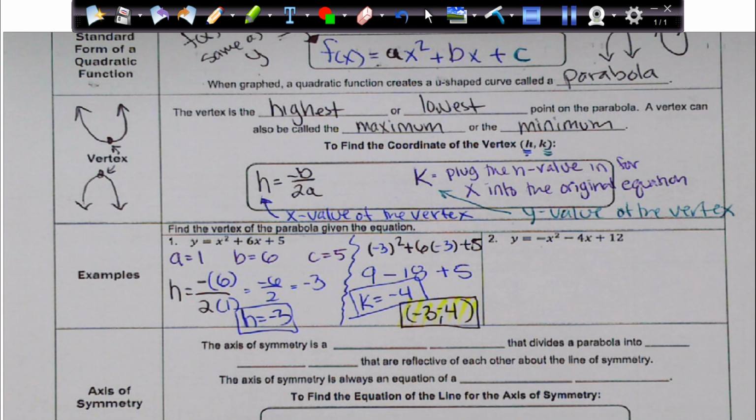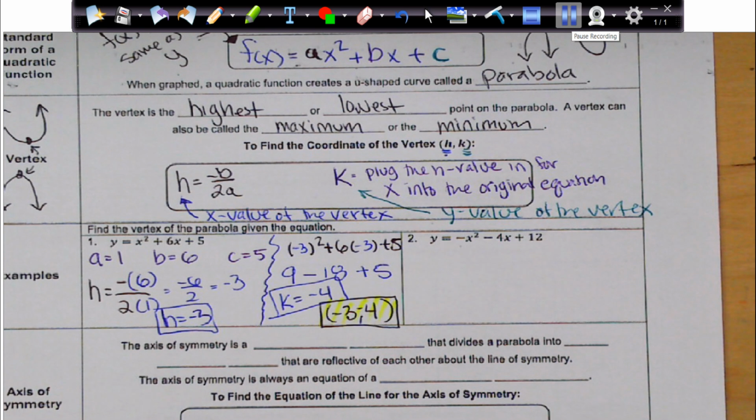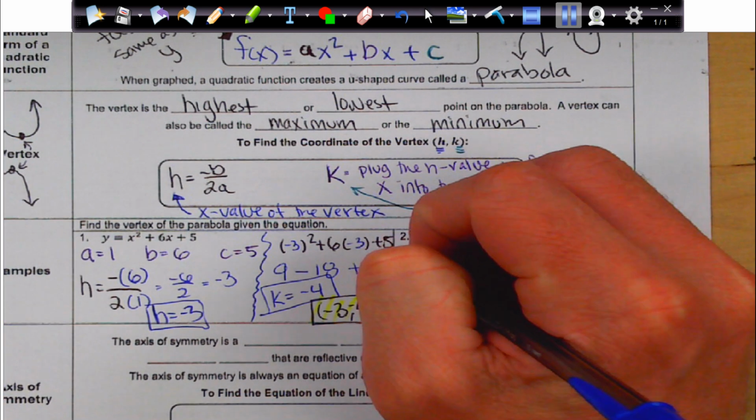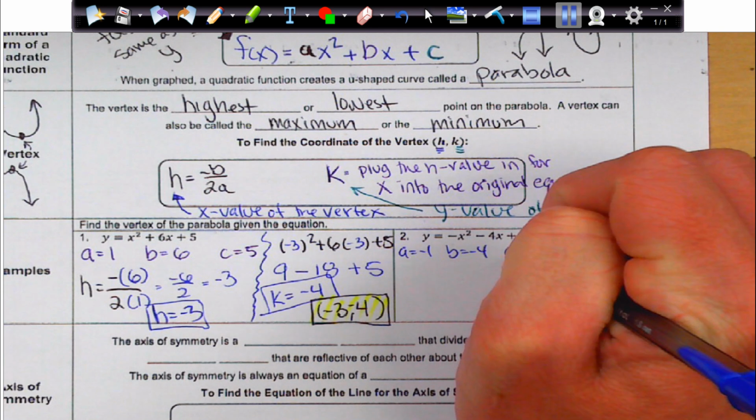So, yeah. Okay, let's move on to the next problem. Now on to number 2. Okay, here we go. I'm going to write my A, B, and C value. I'm going to go a little faster this time. A is -1, B is -4, and C is 12.